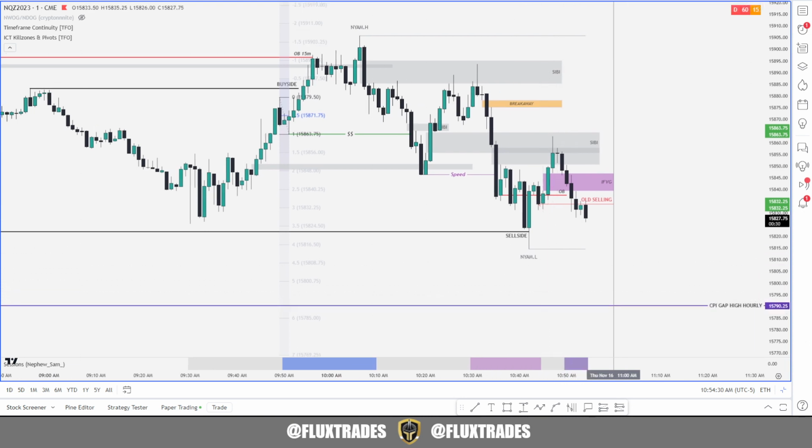Look for the CPI gap now. There's your 1050 macro as well.